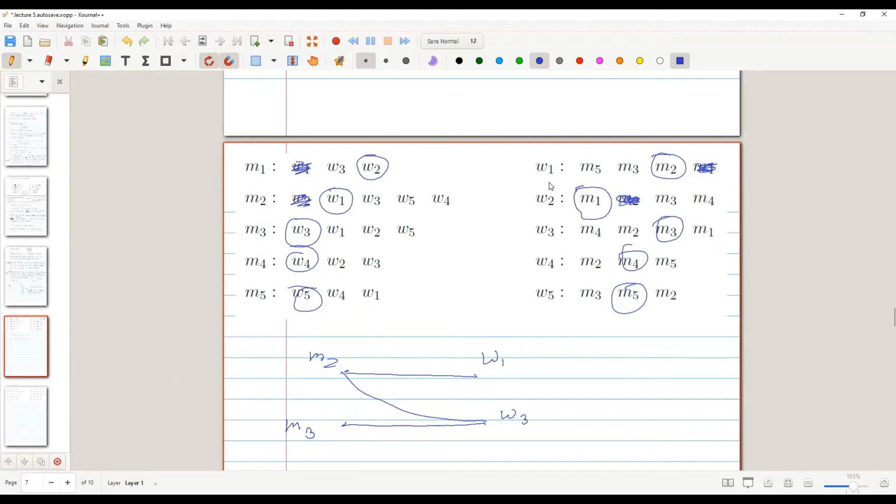Wait. In the preference list of M3, there is W1. In the preference of W1, W1 prefers M3 over W2. W1 prefers M3 over her current partner. So that makes sense. Right, yes.